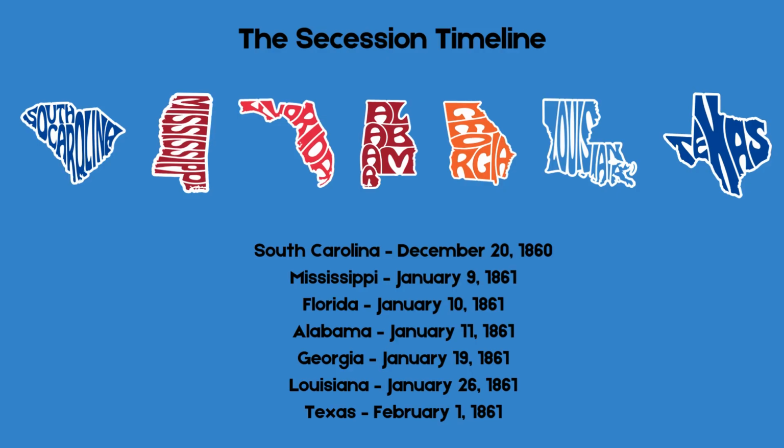Let's take a look at the timeline of secession. South Carolina was the first to leave in December of 1860. Within a few months, 6 other states joined: Mississippi, Florida, Alabama, Georgia, Louisiana, and Texas. Together, these states formed the Confederate States of America.